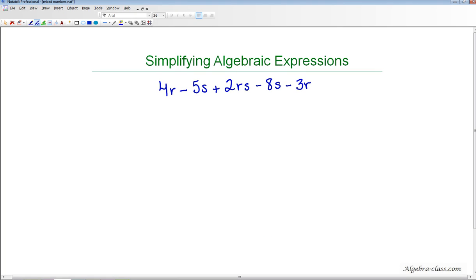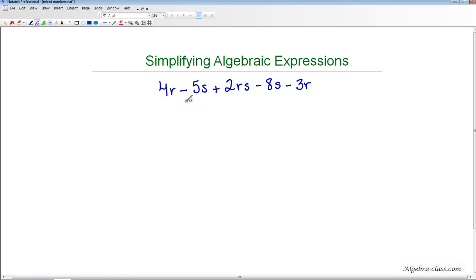In this lesson on algebraclass.com, we're going to continue simplifying algebraic expressions. This expression, which is 4r minus 5s plus 2rs minus 8s minus 3r, is an expression that can be simplified. It can be simplified because it contains like terms. So the first thing I want to do is identify my like terms.